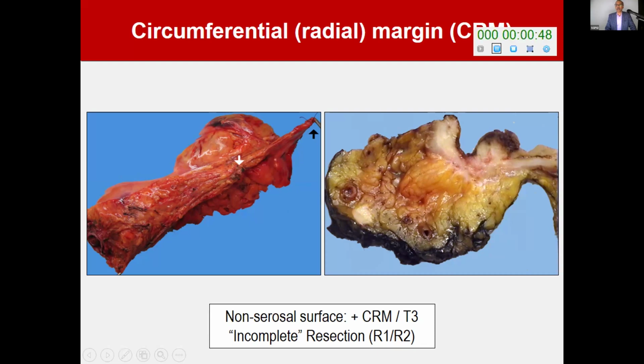Sometimes you'll see a positive radial margin because there was a positive lymph node close to the radial margin and the tumor breaches through. The implications are not quite the same as a positive radial margin with the actual tumor going through, because there's not much the surgeon could have done about this scenario.